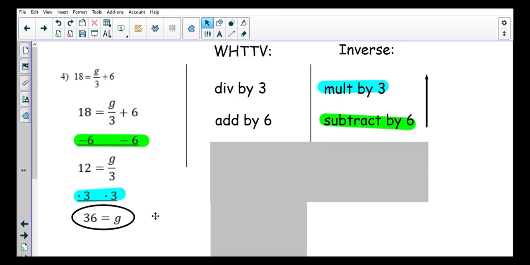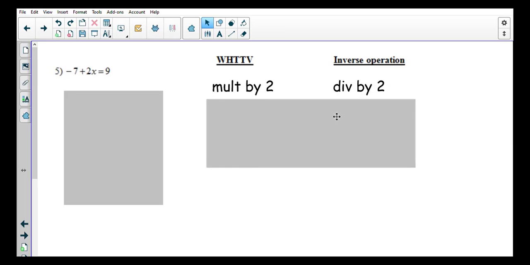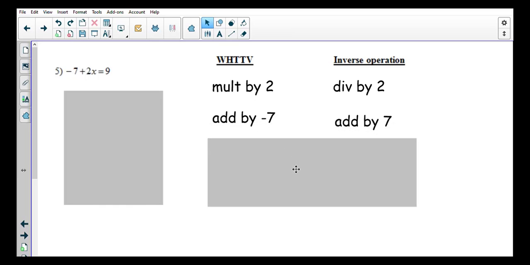All right, let's flip the page and take a look at question number 5. Number 5 is also kind of in reverse order with the variable coming second. We've got negative 7 plus 2x equals 9. The first thing we're doing to the variable x is multiplying by 2. The inverse of that is to divide by 2. After we multiply by 2, we're adding negative 7. So the inverse of that is either to subtract negative 7 or add 7. Let's work in reverse order. So the first thing that we're going to undo is that adding of negative 7.